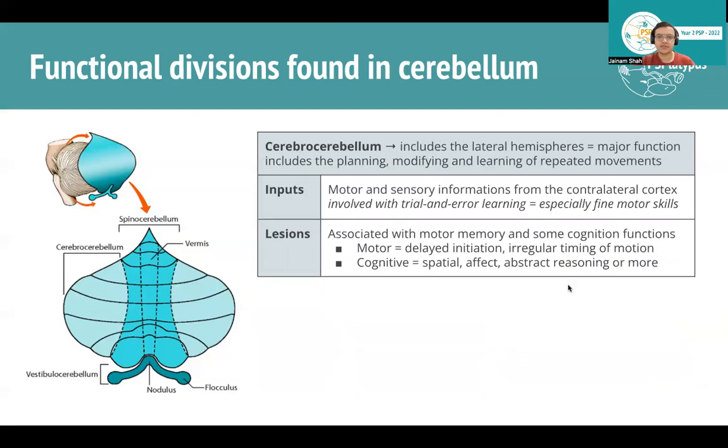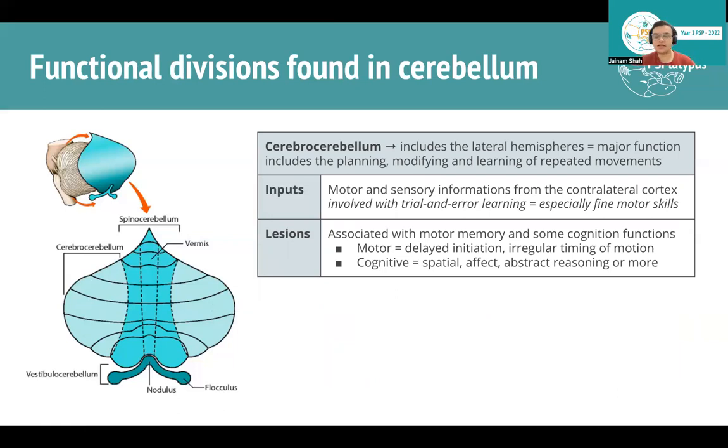And finally, you have the cerebrocerebellum. So everything that remains, it's mainly the lateral hemispheres, so on either side. And the major function is planning, modifying, and learning repeated movements. It receives motor and sensory information from the contralateral cortex, as we discussed previously. It's mainly involved with trial and error learning, especially with fine motor skills. And so when you have a lesion, it causes problems with motor memory and some cognitive functions.